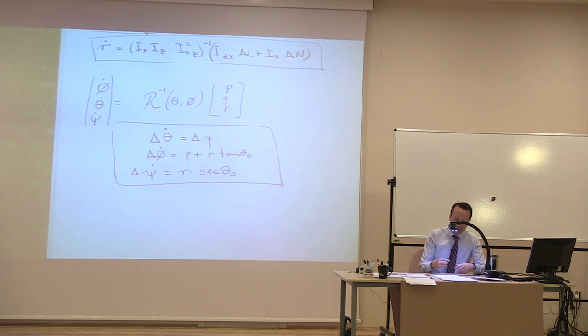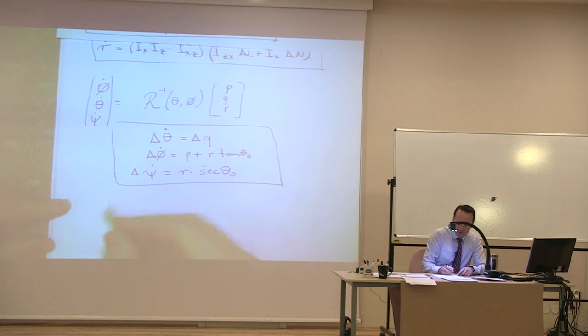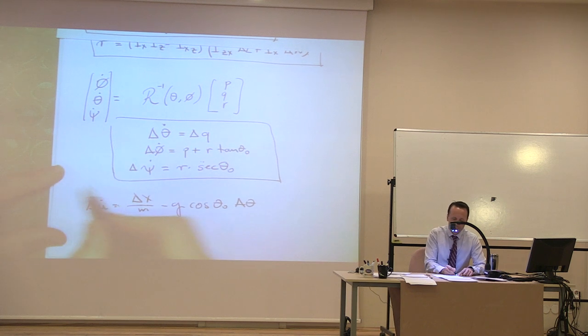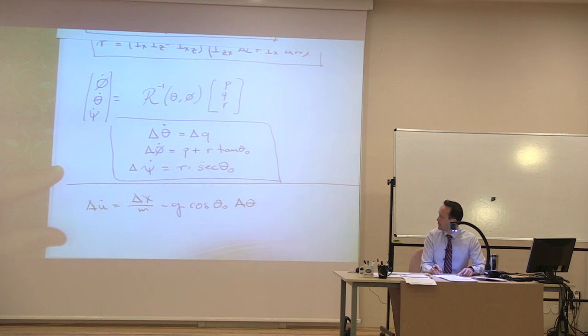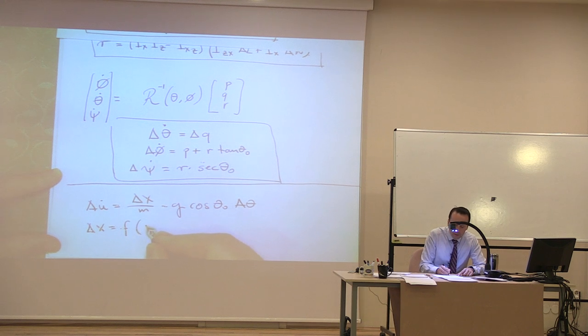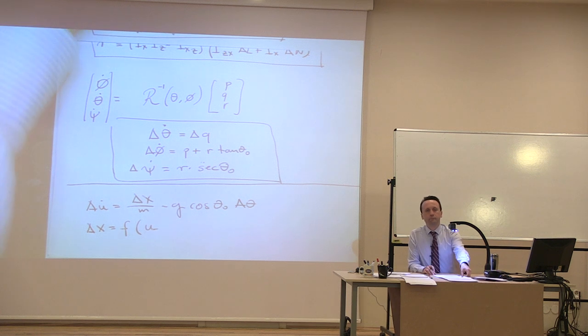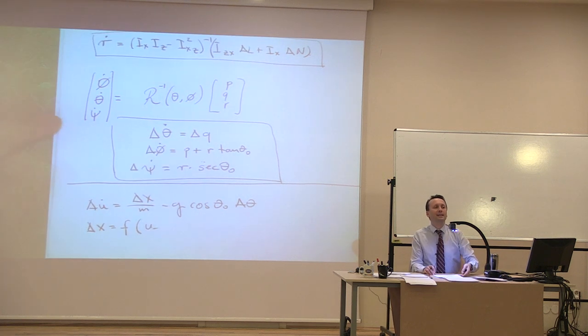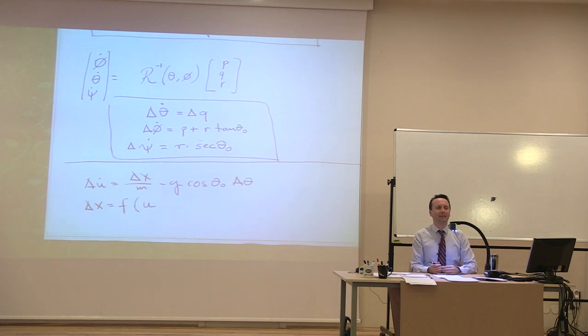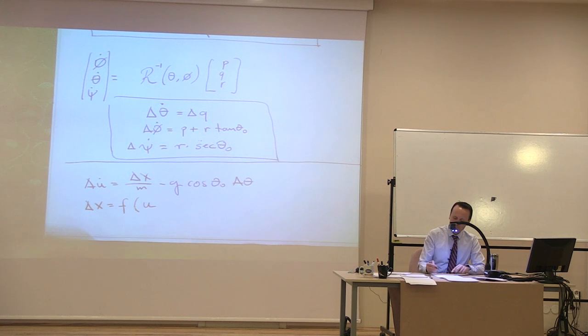For instance, let's talk about delta X. Let's start with this equation, right? We had del u dot is equal to del X divided by m minus g cos theta 0 times delta theta. That's my equation. So let me just put a little line here now. But delta X is a function of, is it a function of forward speed? Body x-axis forward speed. Could it be a function of that? Yes or no? Why not? Let's look at this airplane.